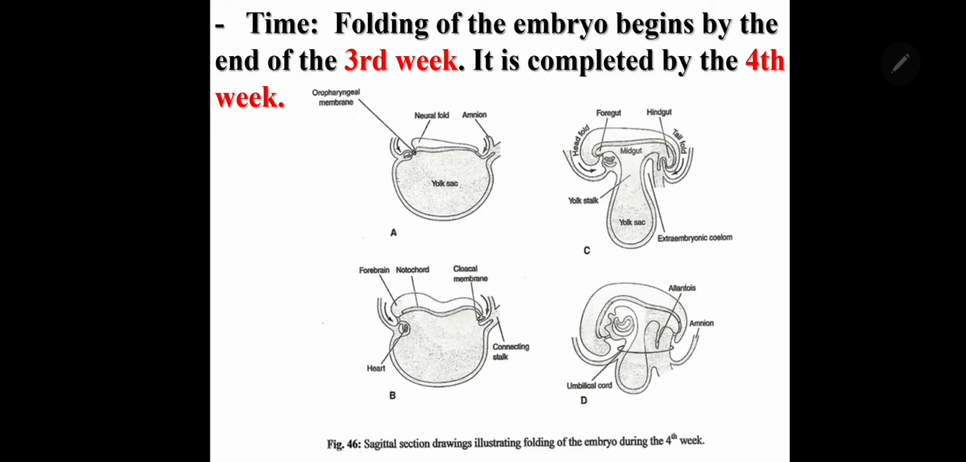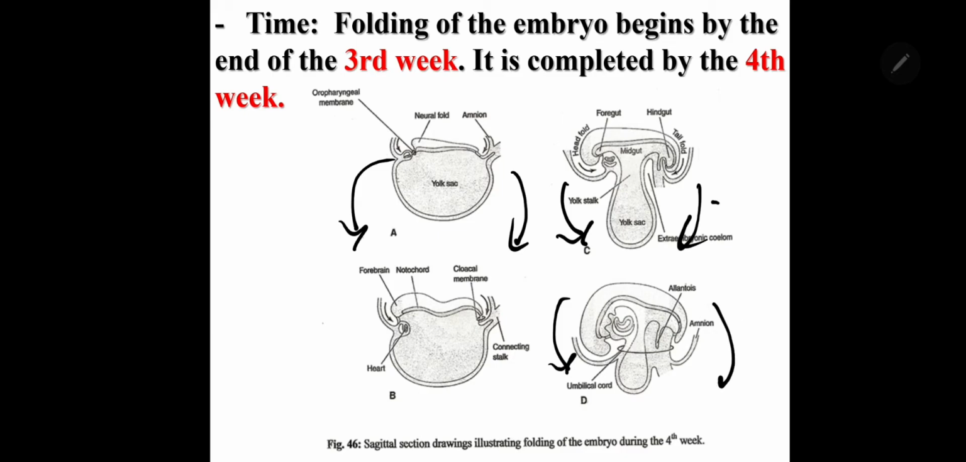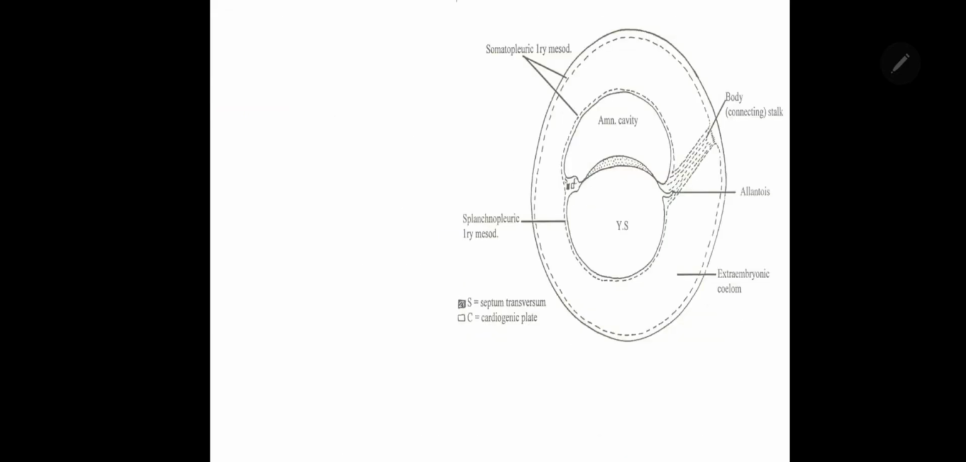by the 4th week. You can see here on the left side you are seeing the sagittal section, on the right side you are seeing the coronal section. Here you are seeing the lateral folding, here you are seeing the tail fold and head fold. You can see this is the lateral folding due to rapid enlargement of the somites, and you can see this is how it appears during the folding.